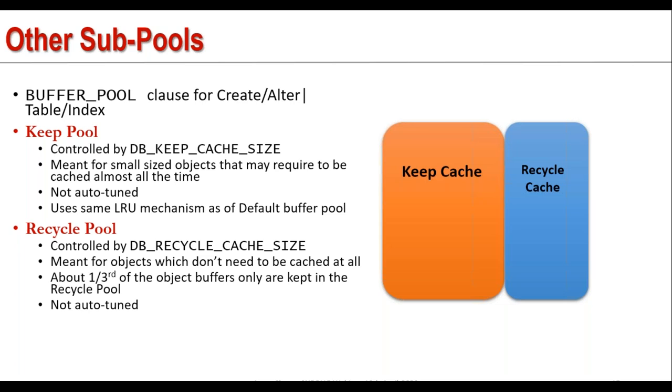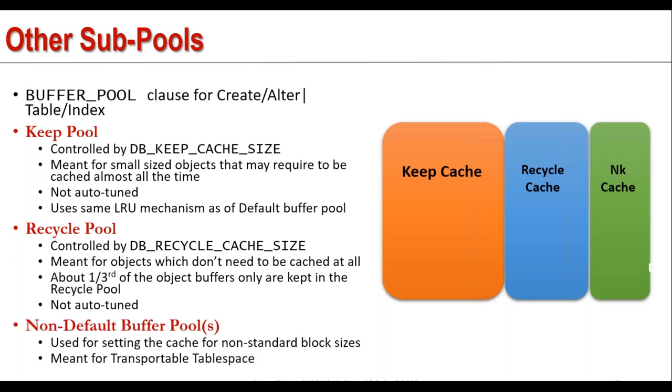So in case we talk about hit ratio, that is, how much data gets accessed from the buffer cache, or from the keep cache or recycle cache, you will always see the hit ratio being extremely low for the recycle cache, which is quite justifiable. Obviously, in case you have the nK caches, they are going to be for the non-default buffer pools. Like I said, they are meant for transportable tablespaces.